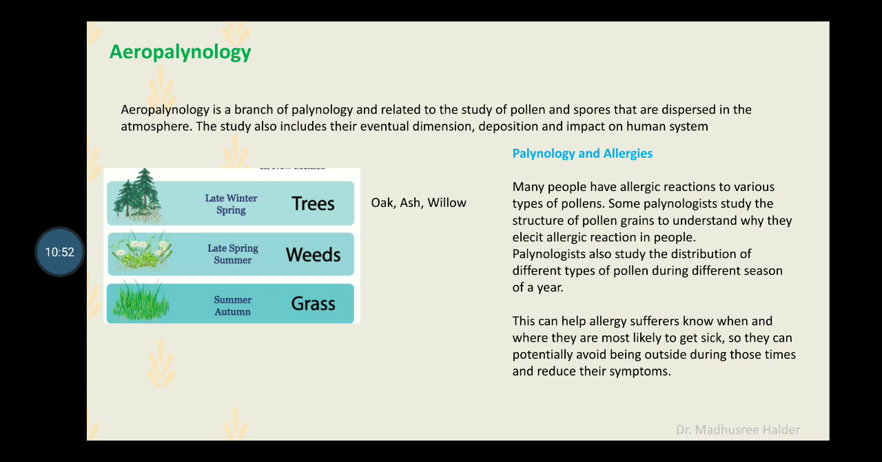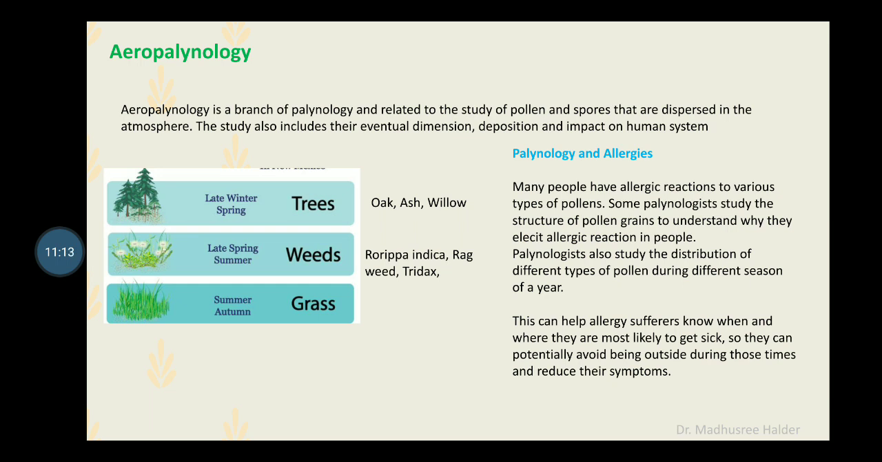And in late spring and summer the pollens of weeds are pollinated or dispersed by the air and some other pollinator. And here are some examples of the weeds: Rhodope indica, Tridax, etc.